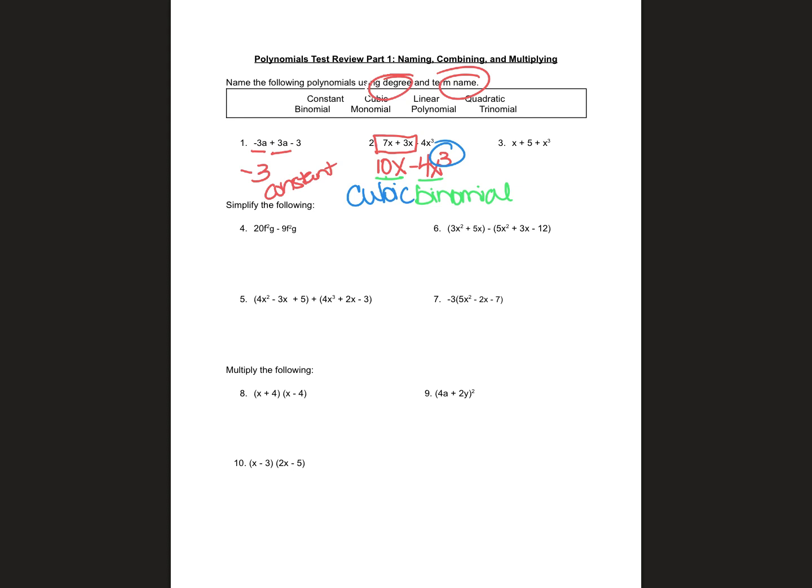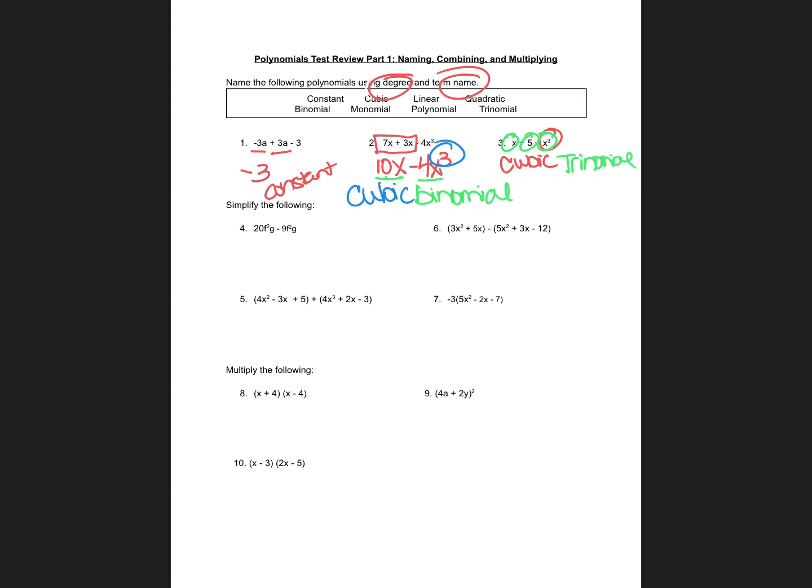Now looking at 3, same steps. Any like terms? Well, there's none. So what's the highest exponent value? 3. So we have cubic. And how many terms do we have? 1, 2, 3. Trinomial.